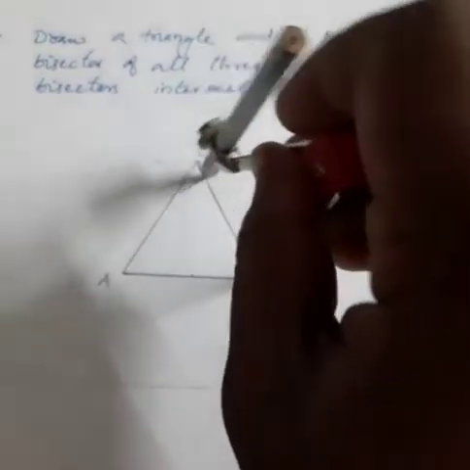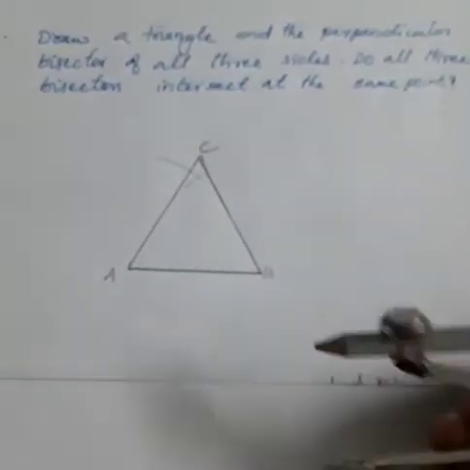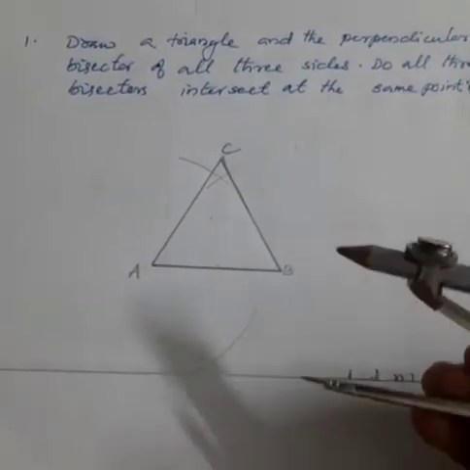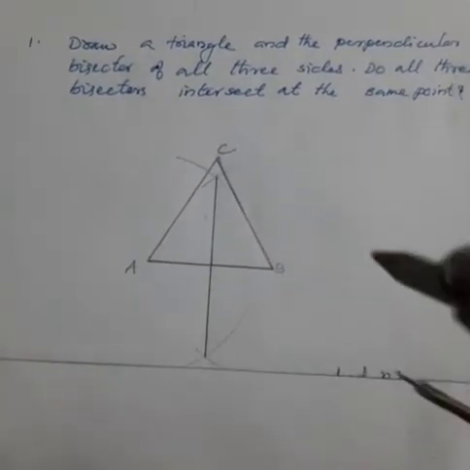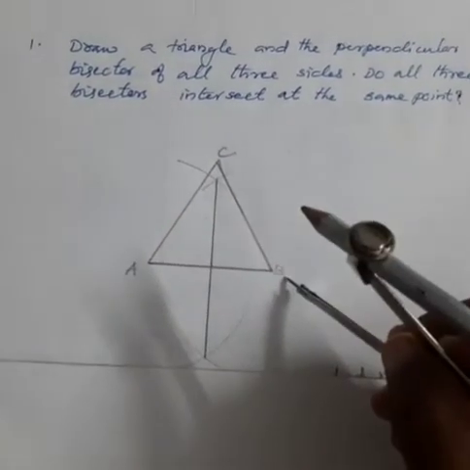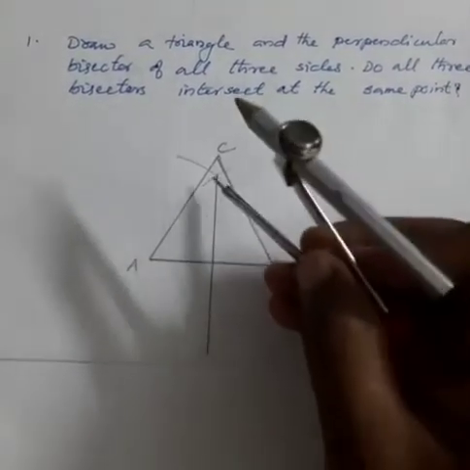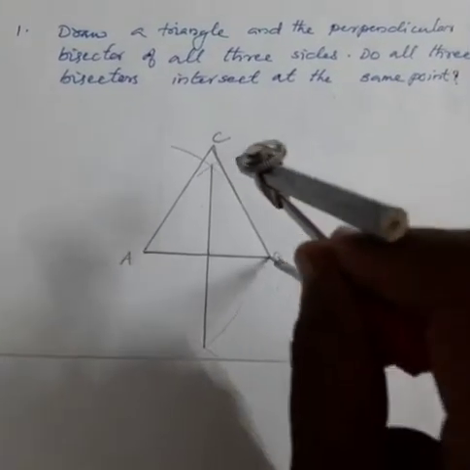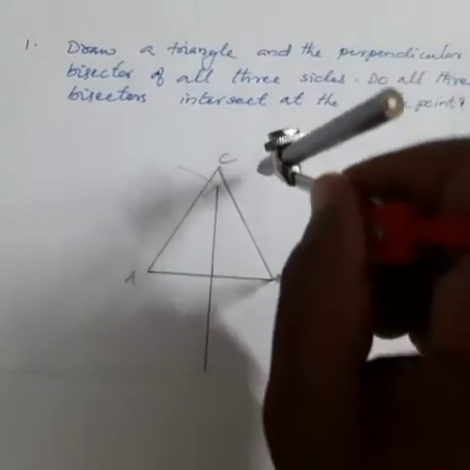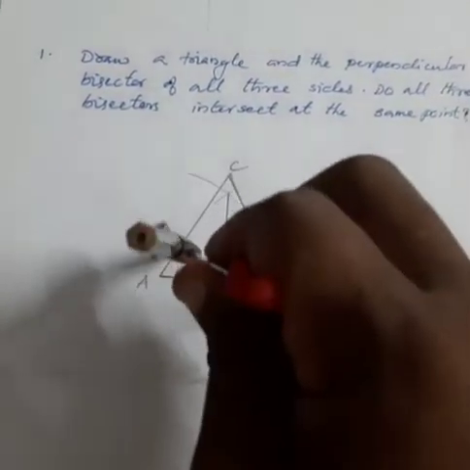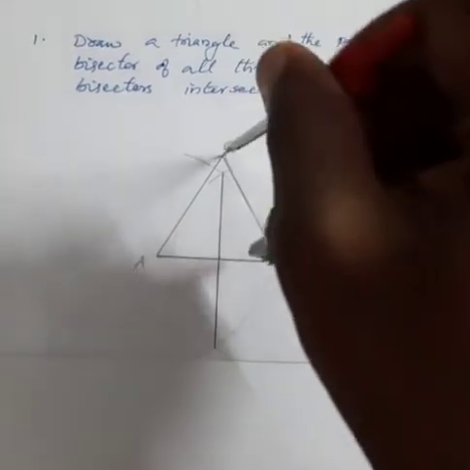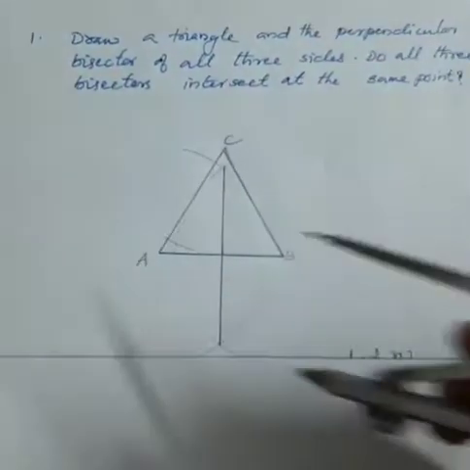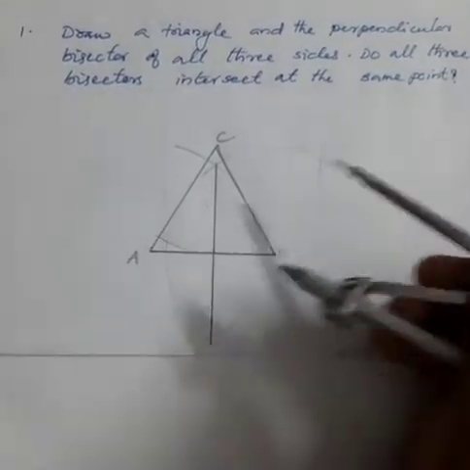Same measurement from B also, draw the arc. Then you have to join this line. So you got the bisector of AB. Same like you have to find out BC and AC also. Take more than half, draw the arc. Then you have to join these two lines.